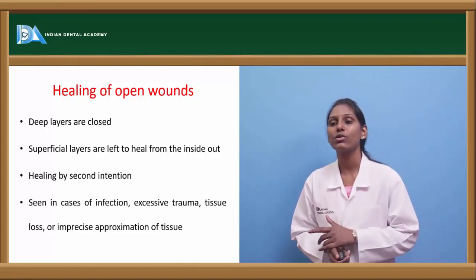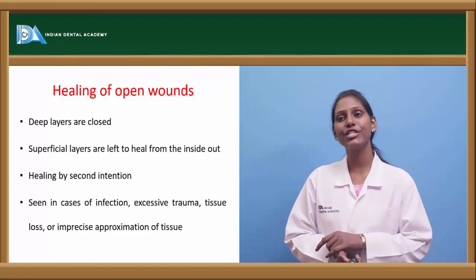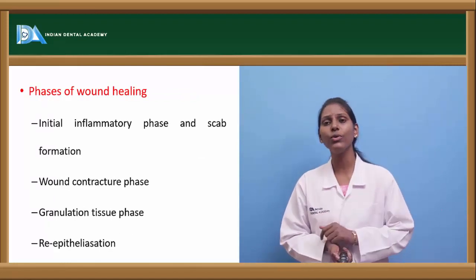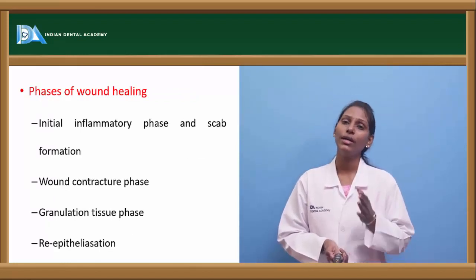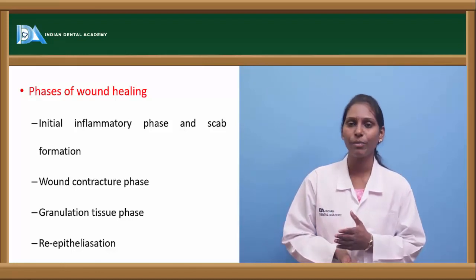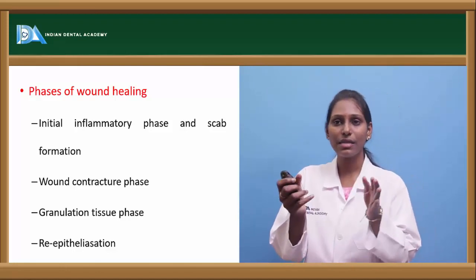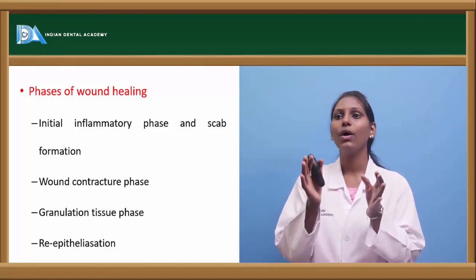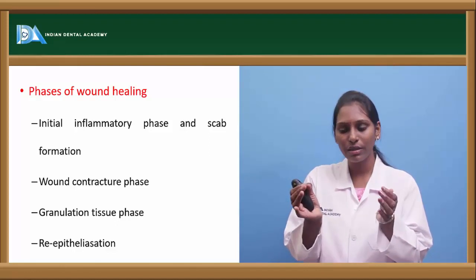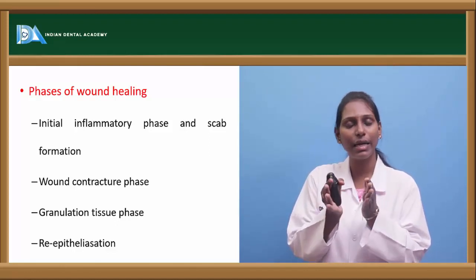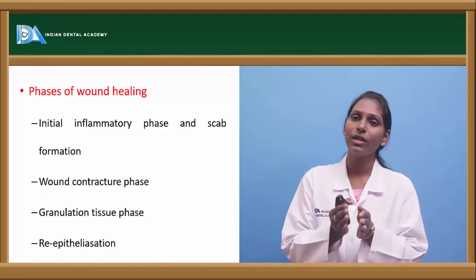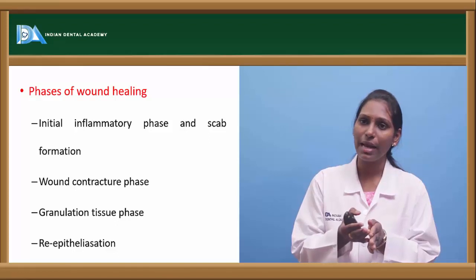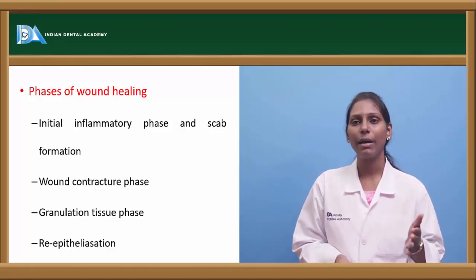It is usually seen in cases of infection, excessive trauma, tissue loss or imprecise approximation of tissue. The phases of wound healing by secondary intention include an initial inflammatory phase and scab formation. Whenever the wound edges are at a distance, there will be scab formation between the two edges of the wound. A wound contracture phase occurs, in which the edges are pulled towards the center with the help of centripetal wound contraction. The granulation tissue phase follows, where collagen fibers and angiogenesis develop, and re-epithelialization happens at the last.